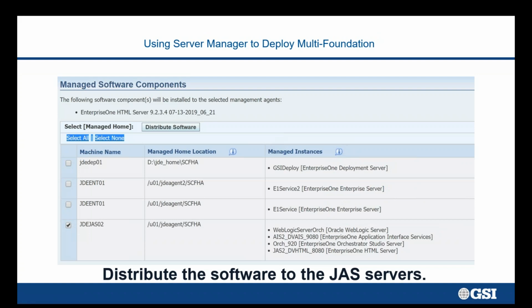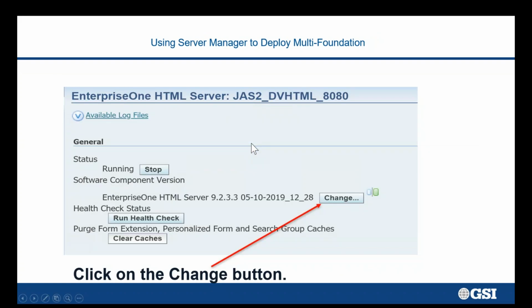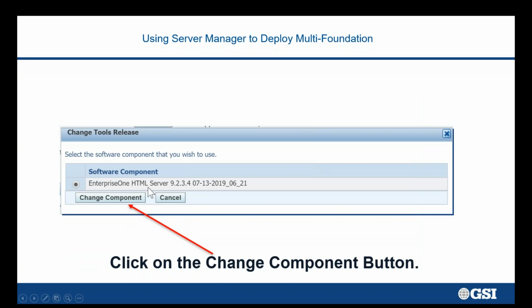So distribute the software to all the Jazz servers. In this case, we're going to Jazz 02. Click out, get inside the instance. In this case, it was Jazz DEV HTML 8080. Currently running 9223. Click on the change button. Select the new component, and there's no 64-bit, 32-bit stuff. That's because the Jazz servers are 64-bit, and they have been for quite some time.